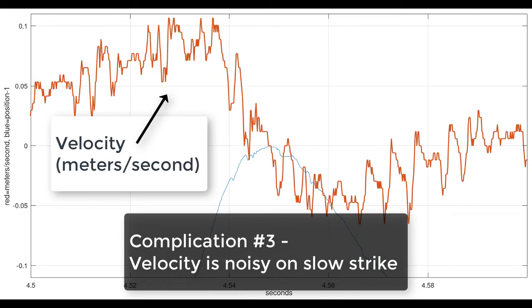Here is data for playing a quiet note. The normalized hammer position is in blue at the bottom and the computed velocity is in red. Notice how noisy the velocity is, even with filtering I added. Again, maybe this is just the prototype system, but I think my algorithm must be able to estimate velocity in the presence of noise.